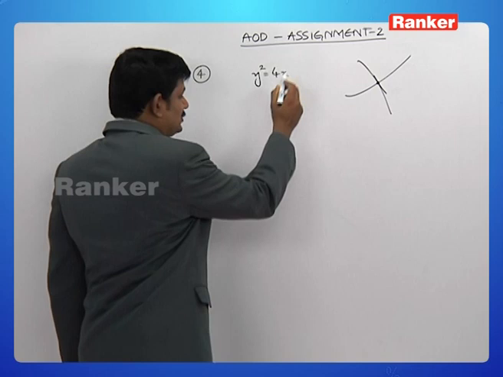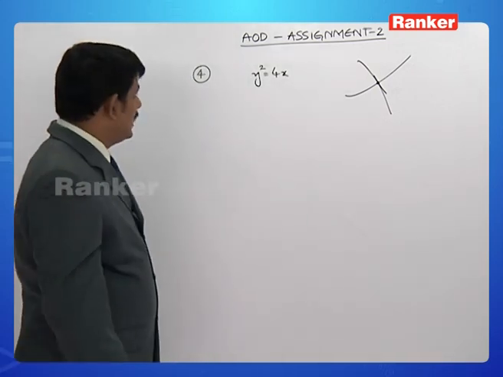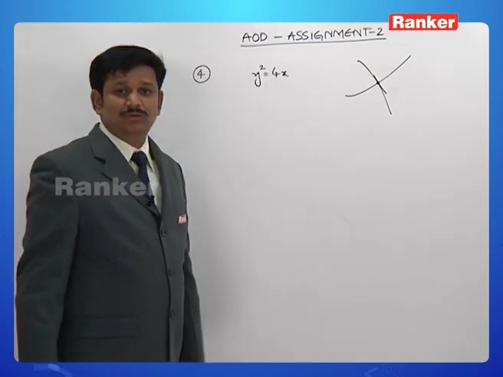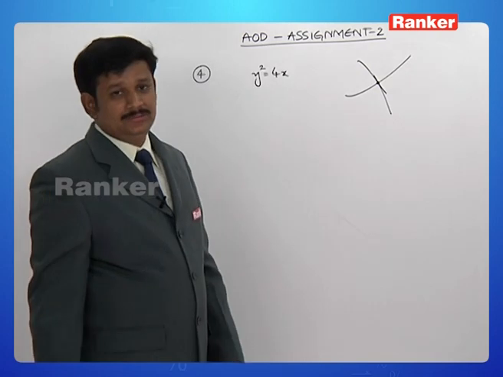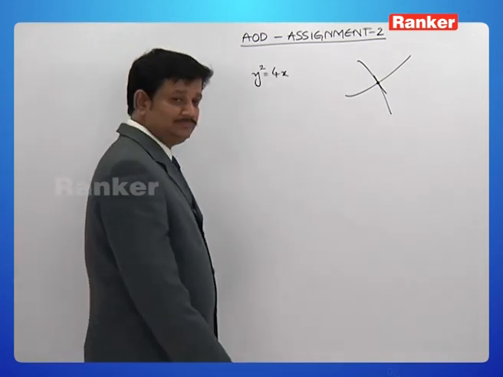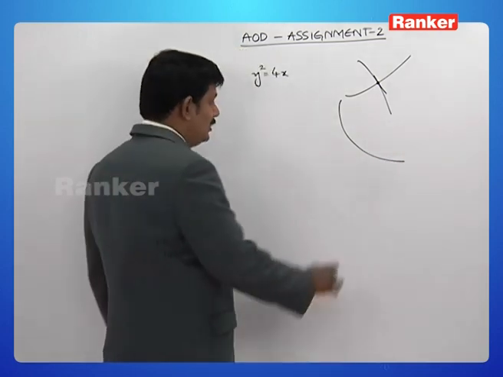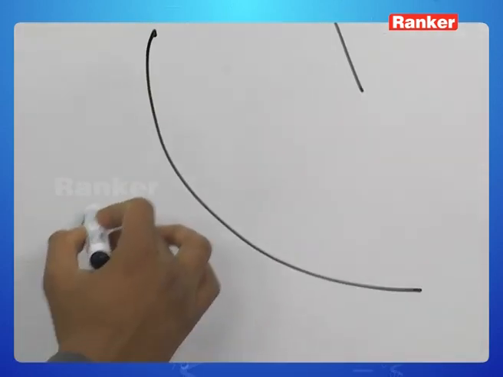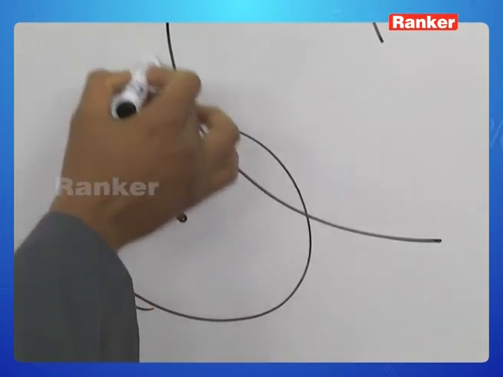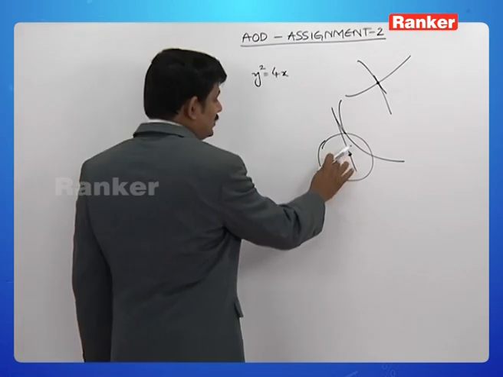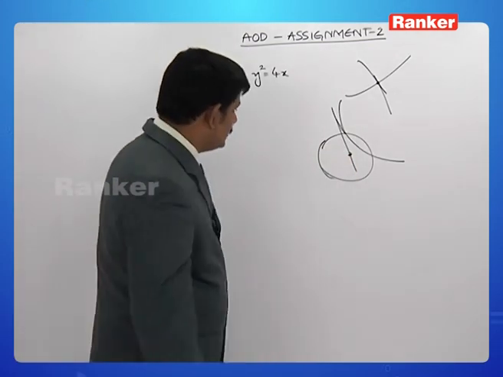So at the point of intersection, the tangent of the curve y square is equal to 4x should become normal to the circle. For orthogonal intersection, the tangent to the curve y square is equal to 4x at the point of intersection should become normal to the circle. It should pass through the center of the circle. The normal of any circle will pass through the center.